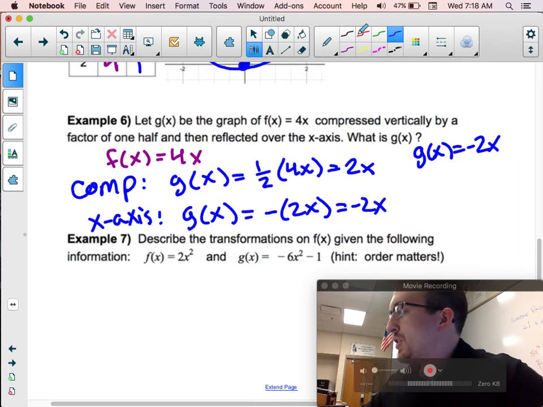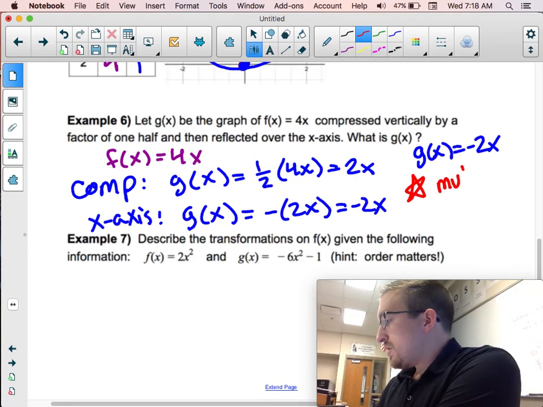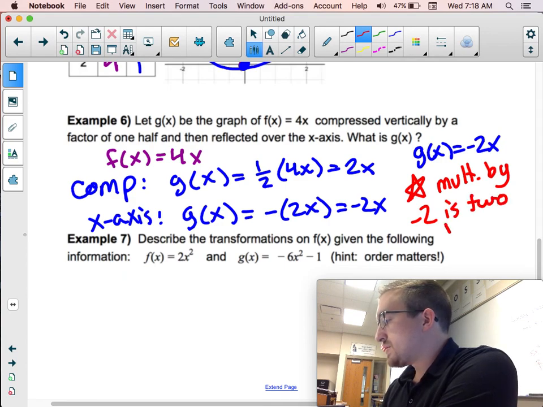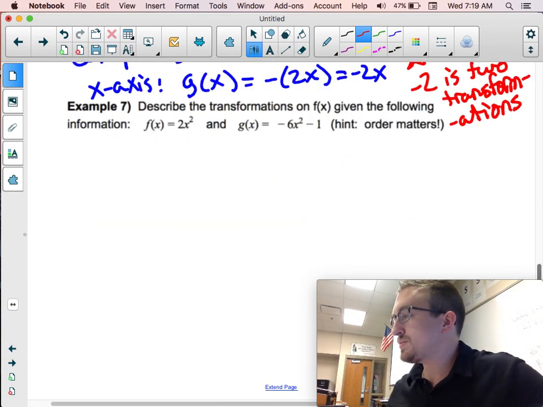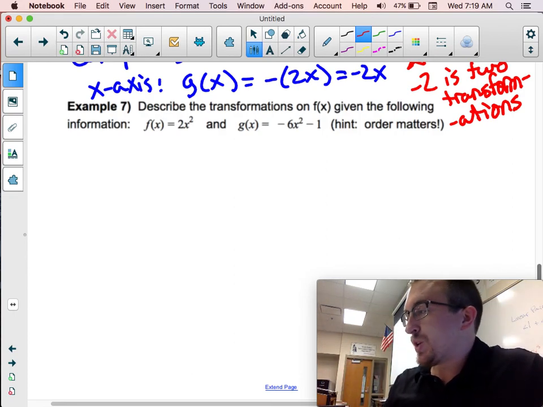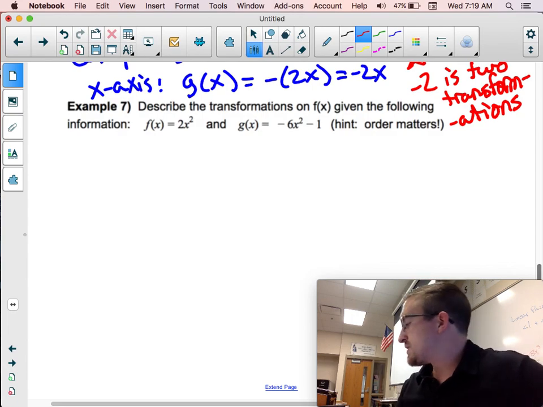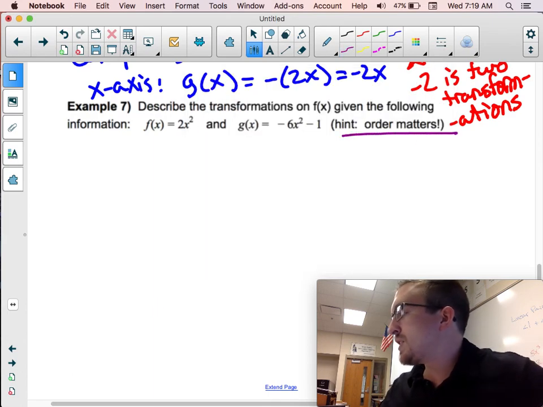And I just want to make one small note here. Multiplying by a factor of negative 2 is 2 transformations. As you can see here, it's both a stretch by 2 and a reflection with that negative value. So, describe the transformation of f of x given the following information. f of x is equal to 2x squared, and g of x is equal to negative 6x squared. I'm going to lay this out quickly here at the end of this video. Hint, order matters. If you're ever confused about this, go left to right.